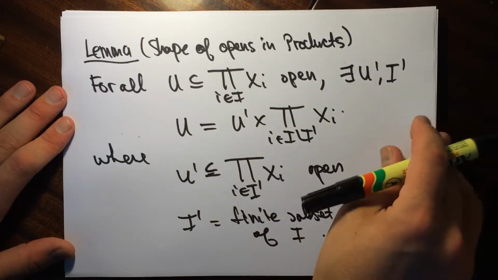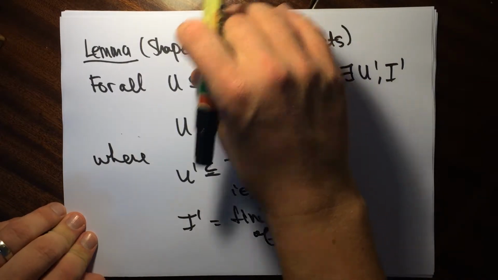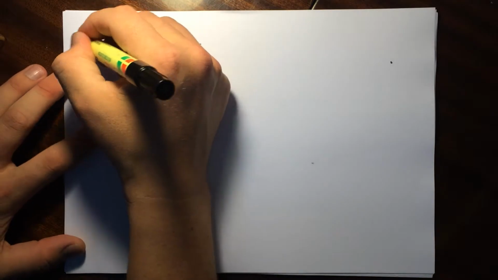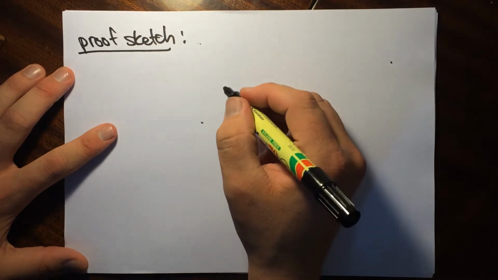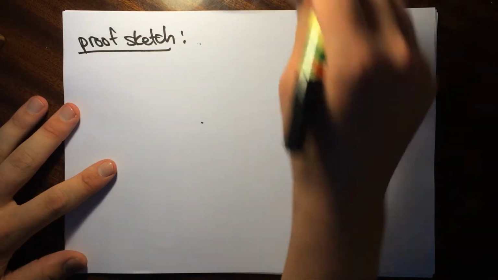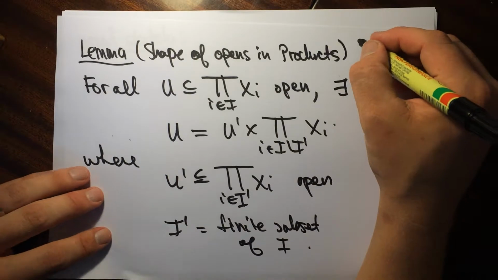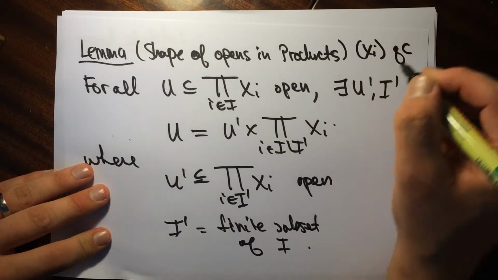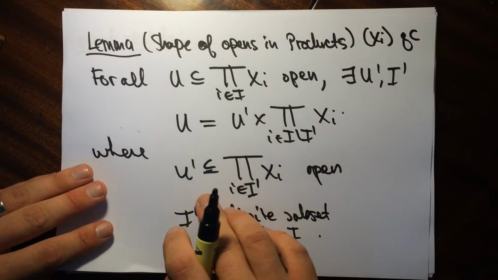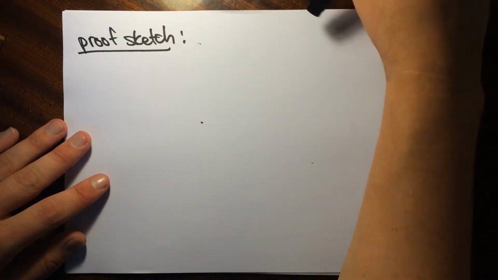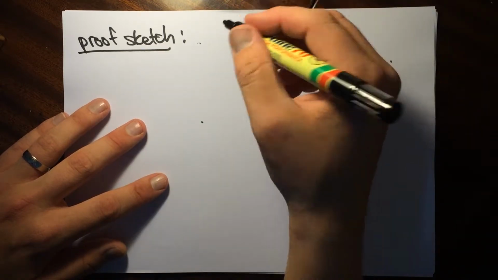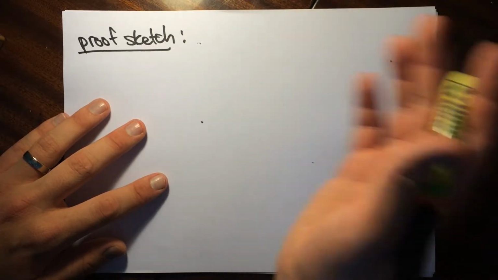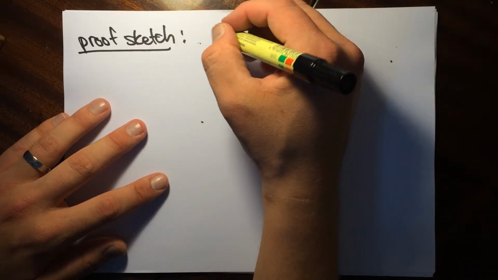Okay, so we want to prove something about this. I'm going to give you a sketch of a proof of this. So the proof sketch. Another thing in this theorem is that these Xi's are quasi-compact. Quasi-compact means it has the Heine-Borel property. Maybe I'll leave something in the annotations if this is unclear.